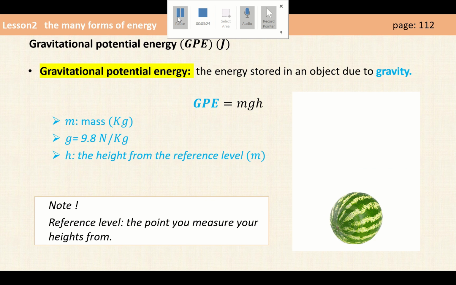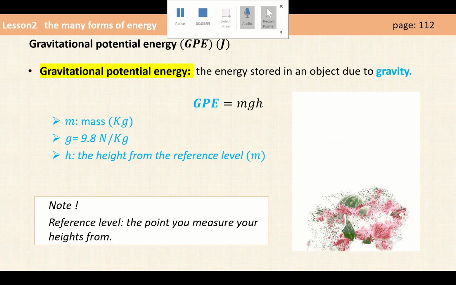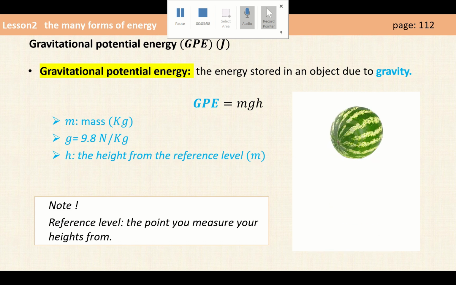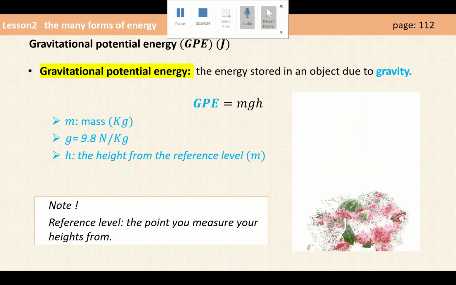Now, the other type of potential energy is called gravitational potential energy, and we symbolize it with GPE, which is the beginning letter of each word: gravitational potential energy. And because it's an energy, it's also measured in joules. Gravitational potential energy is the energy stored in an object due to gravity. When you lift an object up from the ground, higher and higher, you store gravitational potential energy in it. The higher you lift it upwards, the more energy you store in it.